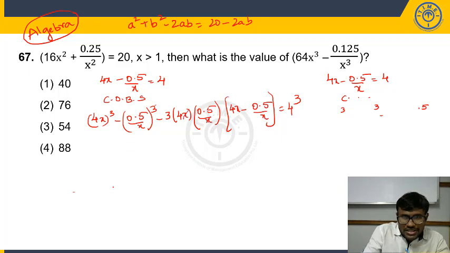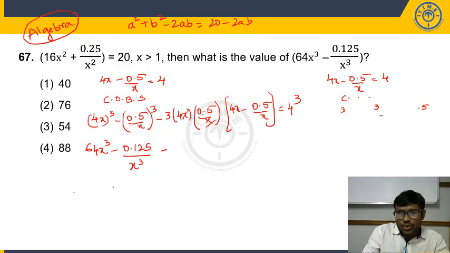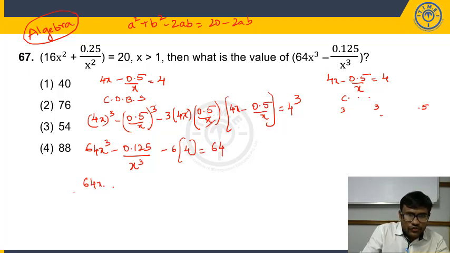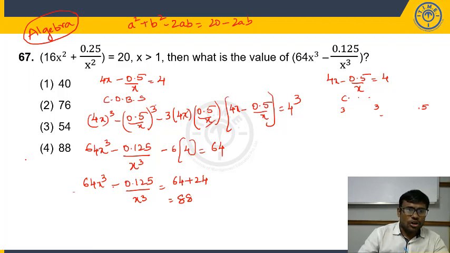So this gets cancelled. So 4x whole cube means it is 64x cube minus 0.5 whole cube means 0.125 by x cube minus. So 3 into 4, 12. 12 into 0.5, that is minus 6 into 4x minus 0.5 by x, that is nothing but again 4, is equal to, what is 4 cube? 64. So 64x cube minus 0.125 by x cube is equal to 64 plus 24, that is 88. So 88, which option? Option number 4. Okay, clear? Let's get into the next question.